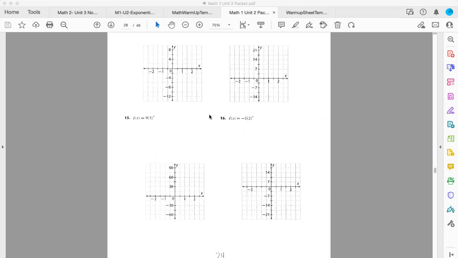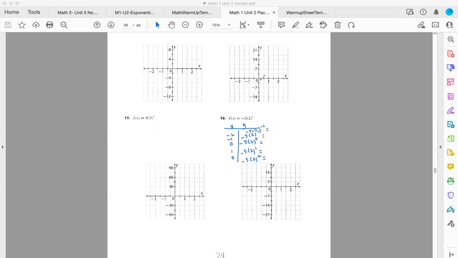Let's try. So for this one, I can make a table of values here. I'm going to go 0, 1, 2, -1, -2. For 0, you get -5 multiplied by 2 to the 0. For 1, you get -5 multiplied by 2 to the first. For 2, you get -5 multiplied by 2 to the second. For -1, you get -5 multiplied by 2 to -1. And for -2, you get -5 multiplied by 2 to -2.